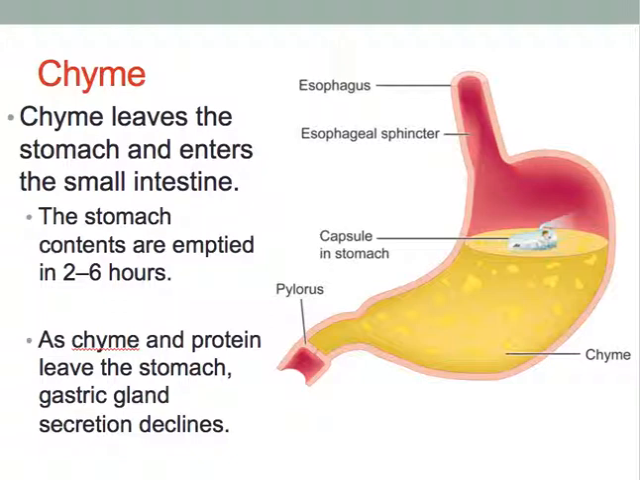As the stomach empties, the contractions in the walls of the stomach are actually felt as hunger pains. So that's a real thing. It's the contraction of the stomach while it's empty. As the chyme and protein leave the stomach, the gastric gland secretion actually decreases. So the glands within the stomach, the secretion of those enzymes gets lower after the stomach is empty.